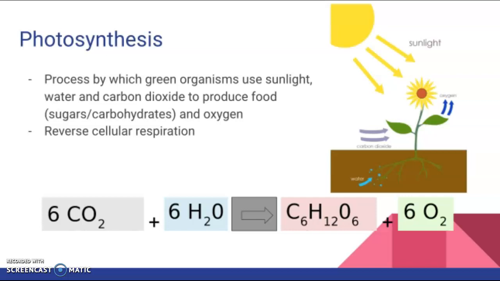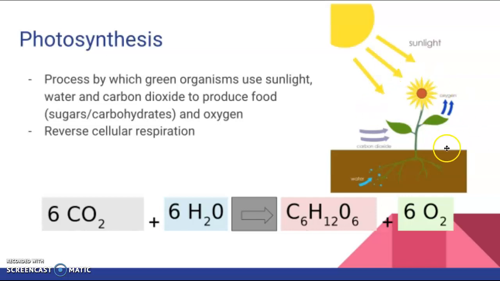Photosynthesis is the way that green organisms, like plants, fungus, mold, even some bacteria and some protists that are green and contain chlorophyll, are able to take the sunlight, mix it with water and carbon dioxide, and produce food. This food that we refer to is actually sugars and carbohydrates, and they also give out oxygen. In other words, we can say that photosynthesis is a type of reverse cellular respiration.